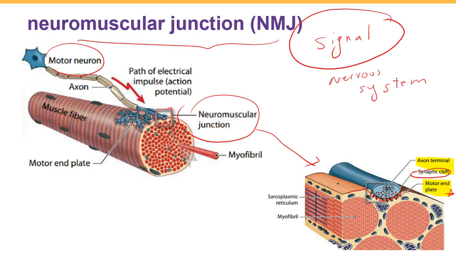So when the motor neuron sends a signal, it crosses the synaptic cleft and tells the muscle to contract.